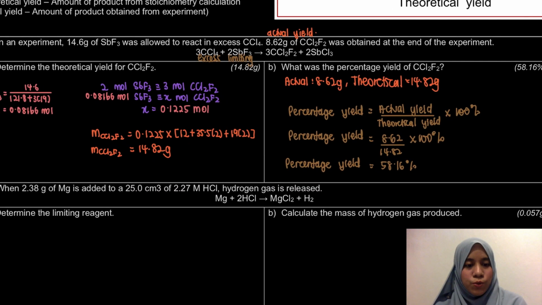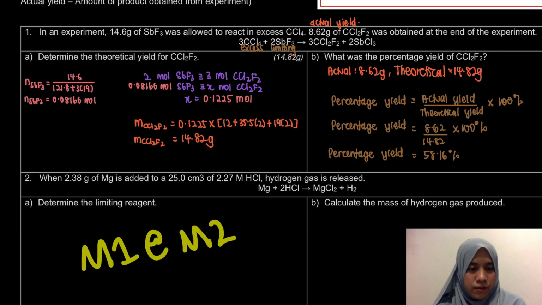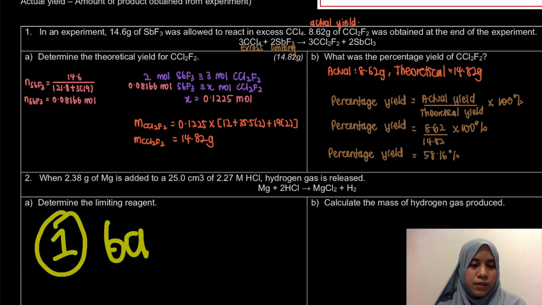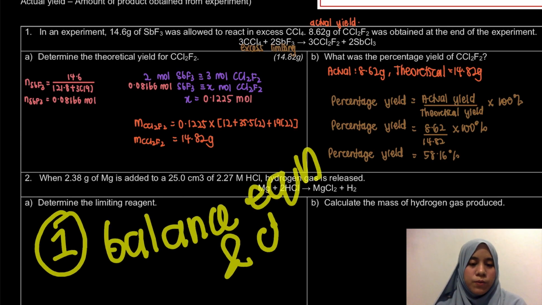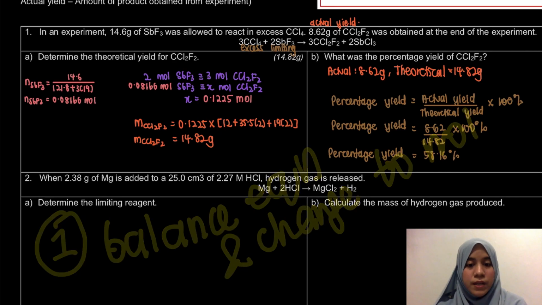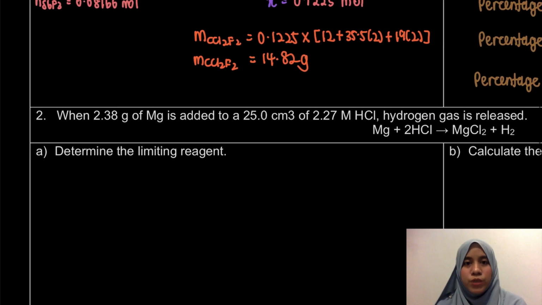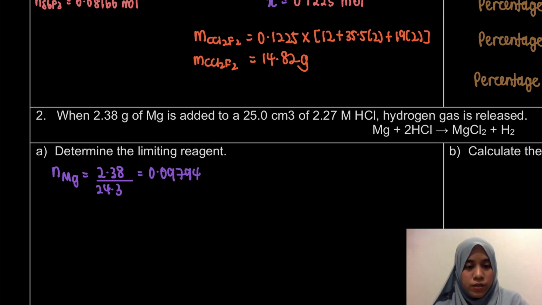So question 2 yang ini kat sini kita kena determine limiting reagent. Ikut kamulah nak method 1, method 2. Tapi yang paling penting kena balance equation dengan change to mole. Itu adalah dia punya dissimilarities. So kita tengok equation dulu. Equation dia dah balance. So kena change to mole. So magnesium ni change to mole equal to mass divided by molar mass. Sebab dia bagi in gram kan. So we do get the number of mole is 0.09794 mole. Okay, so that's for magnesium.